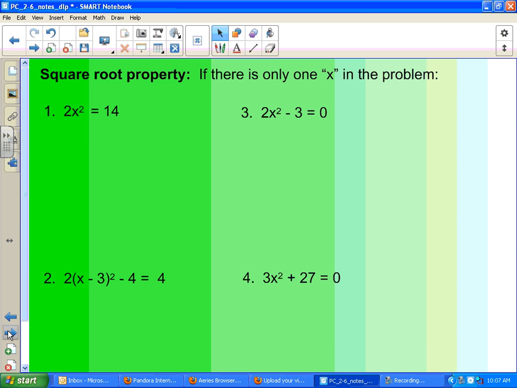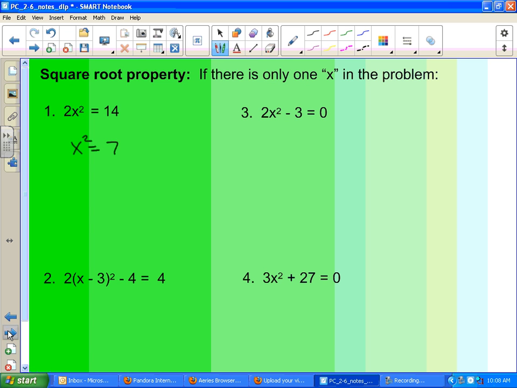Now, unlike the last problems that we were doing where we made a 0 on one side, we actually don't do that with these square root properties. We put the constants on the other side, divide out any coefficients, and then take a square root. So number 1 is already set up for us to do that. I just divide out my x squared by this 2, and I get x squared equals 7.